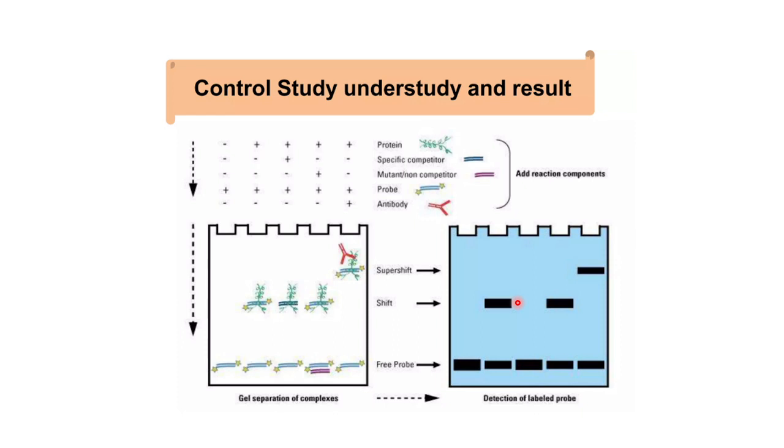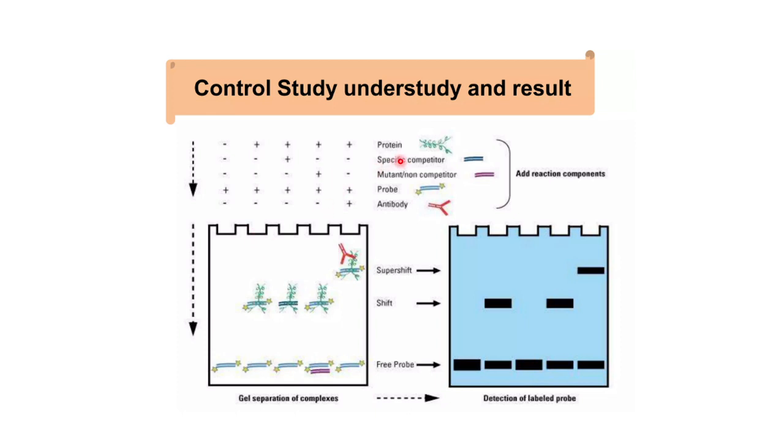So for the control studies, we can have the protein over here, the specific competitors, the mutant and the non-competitor. There are different labeled probes that we can use, and there are antibodies. In the first reaction you can have only the probe present. That's your DNA, so nothing else is present. In the next one you have the probe and the protein, so you can see a particular shift.